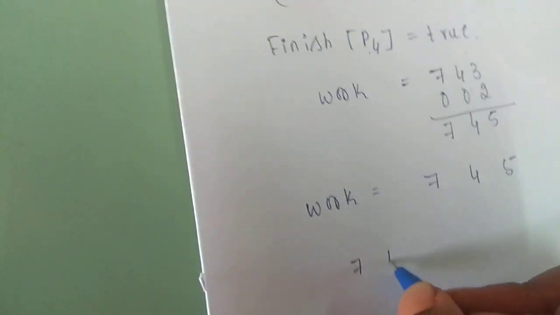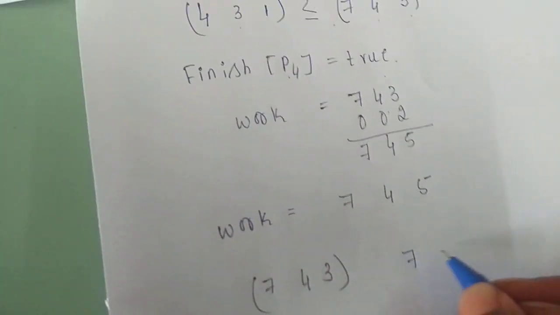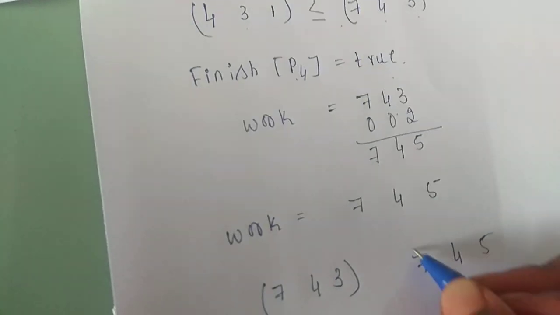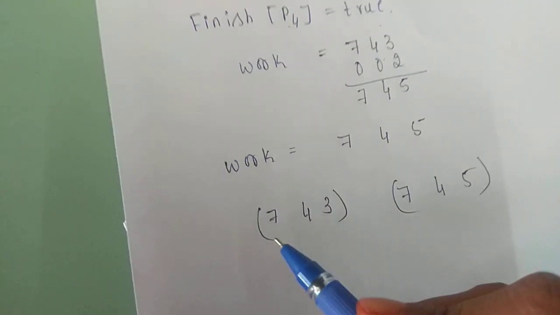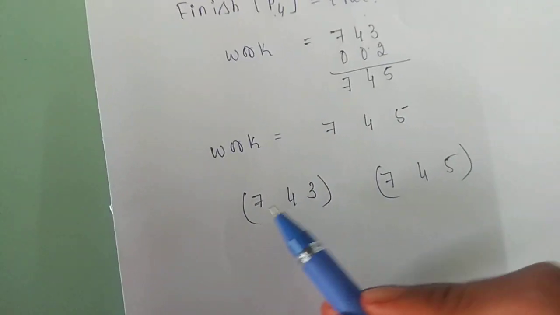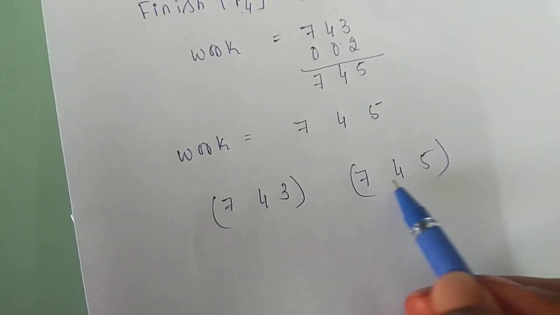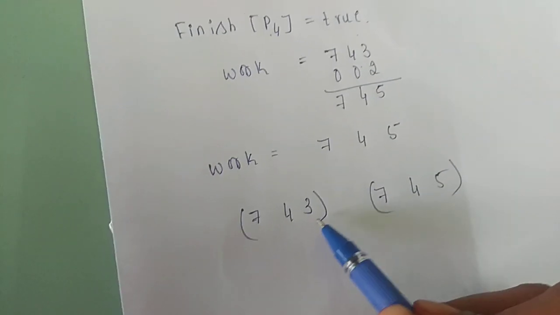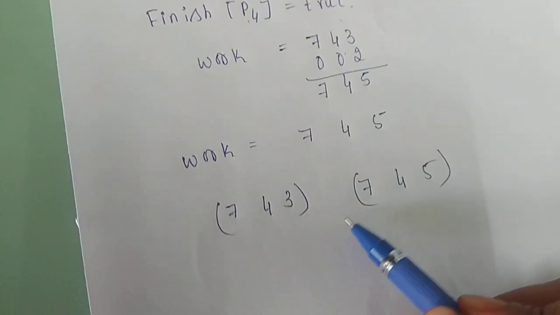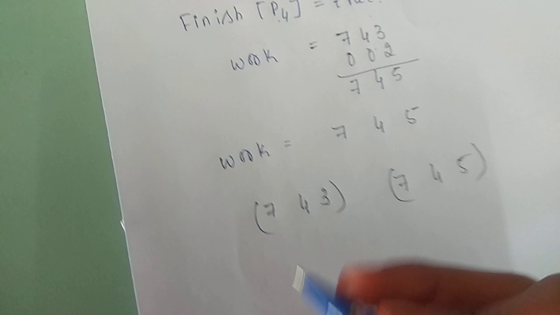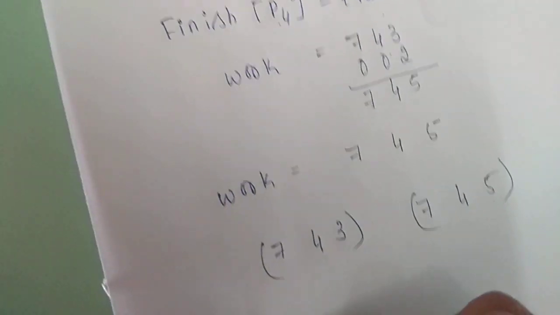So coming to process P0, the need of process P0 is 7, 4, 3. And the new work available is 7, 4, 5. Okay, check the condition. 7 is not less but it is equal. 4 is not less but it is equal. 3 is less than 5. So it is actually meeting the condition. You can finish process P0 also.